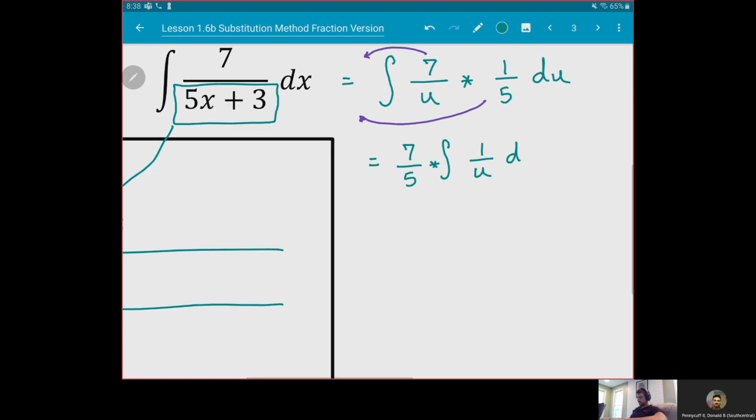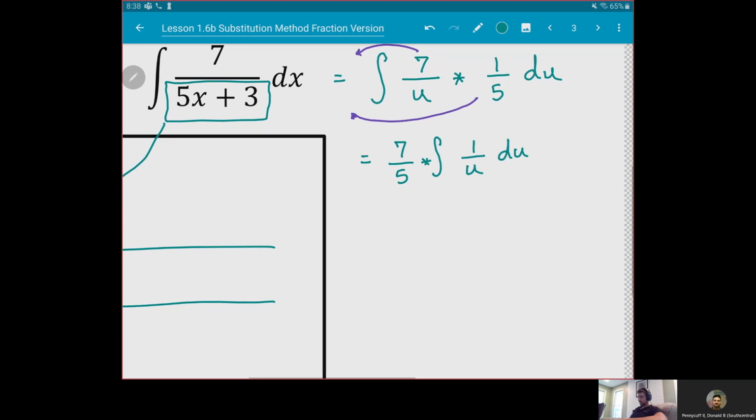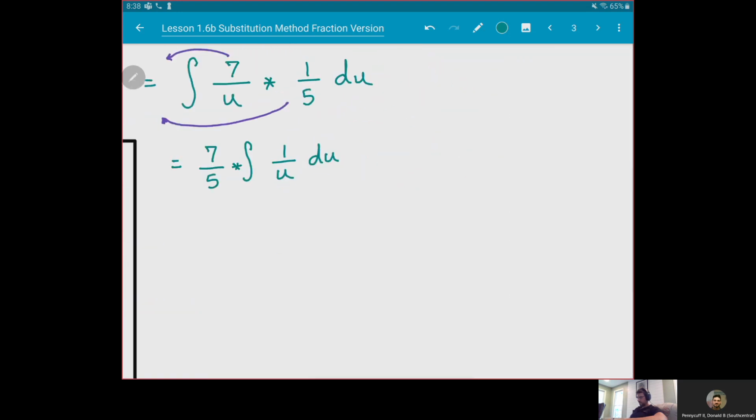All right, so here we go. We are to here. Now, I do want to remind you guys about a rule for integration. 1 over a letter, regardless of the letter, is equal to ln of that letter. So if it's 1 over L, then that's just going to be ln of L. Okay?